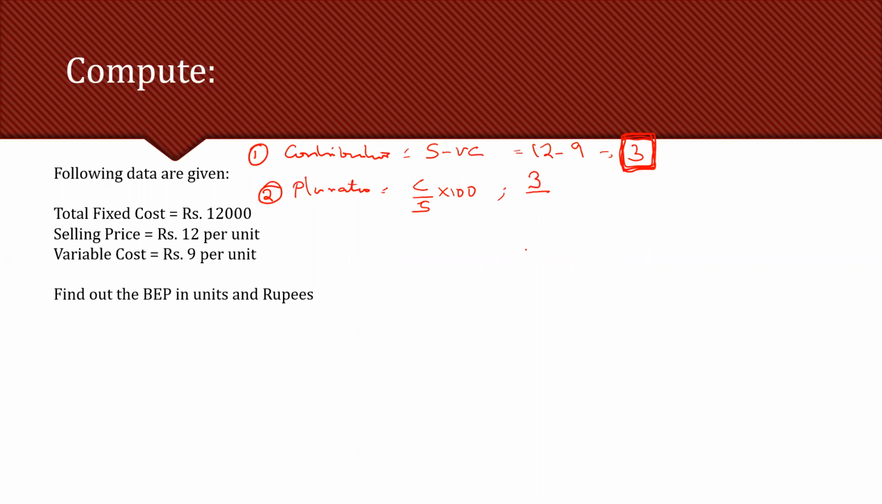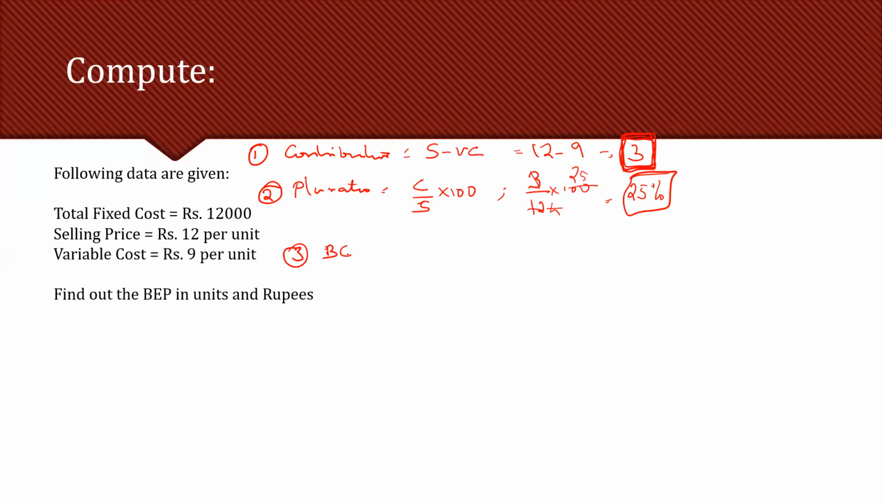PV ratio, contribution by sales into 100. Contribution 3 rupees. Sales how much? Selling price is 12. 3 by 12 into 100. How much is that? 25%. As of now, we have found out the PV ratio. Now we can find out the break-even point.